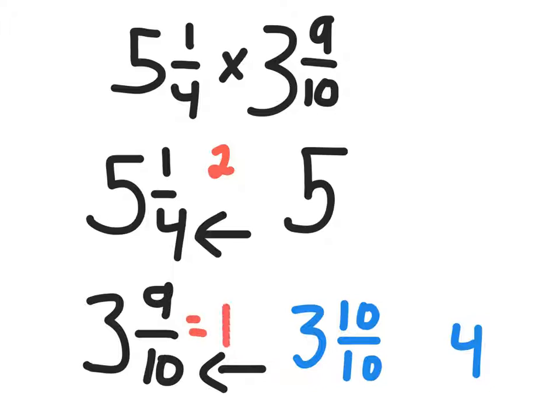Okay? And then I took this 1 right here that I got from rounding my fraction, and I added it to my whole number that I started with, 3, and that's where I got 4. So now what I'm going to do is multiply the two fractions that I've rounded.